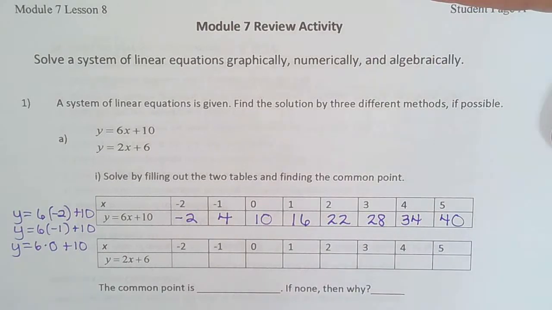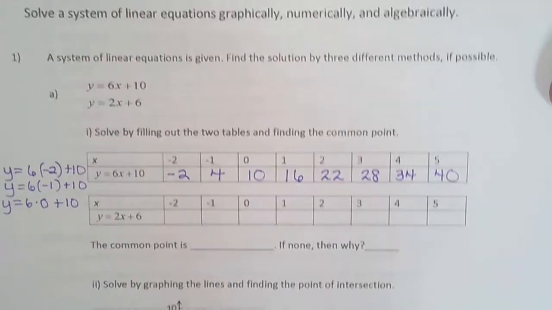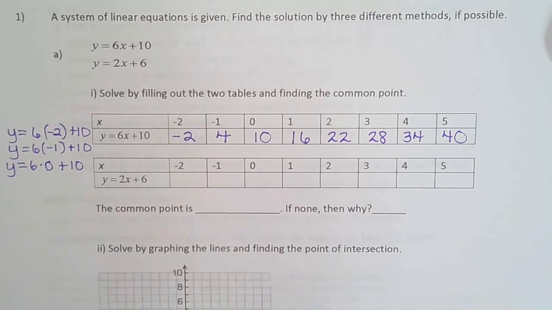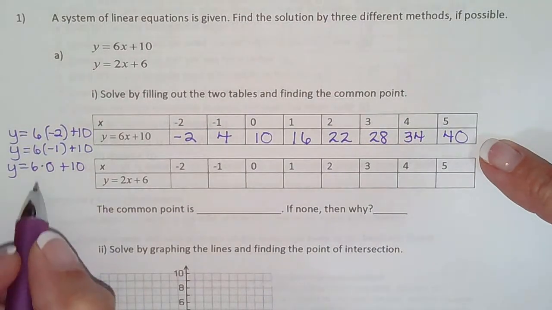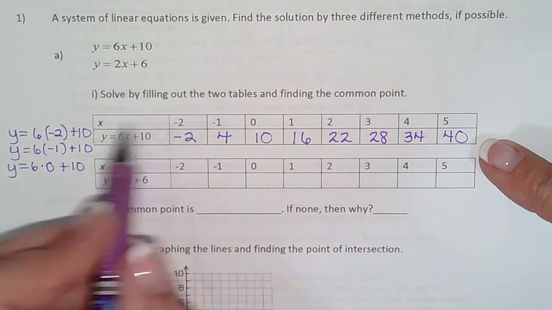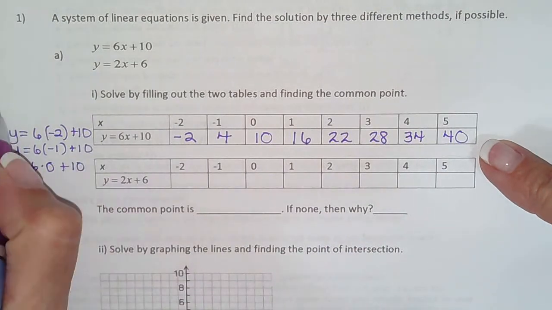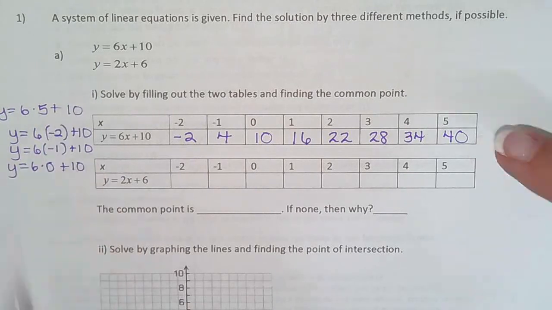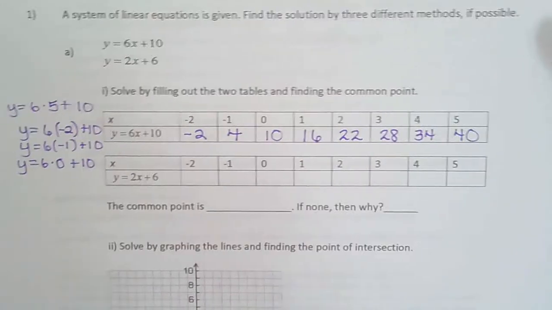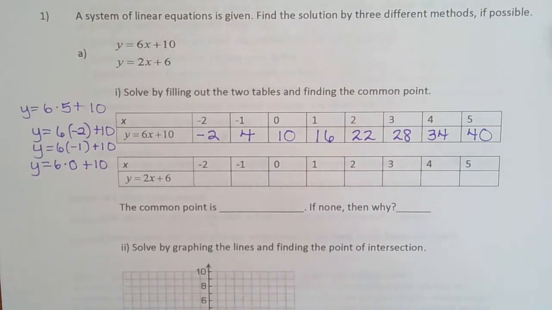And remember how I said whenever you use the pattern like we're doing right now, you should always check the last one just to make sure you haven't made any mistakes. So let's put 5 in for that. So we get y equals 6 times 5 plus 10, 30 plus 10, 40. Boom. So we're good.